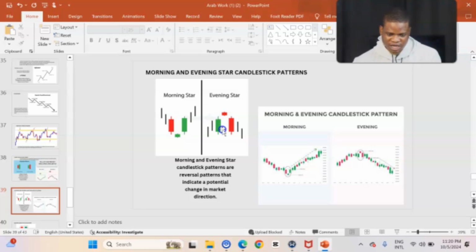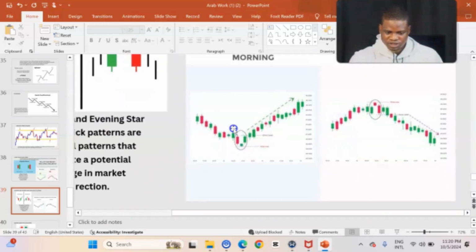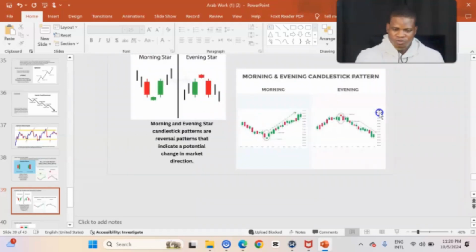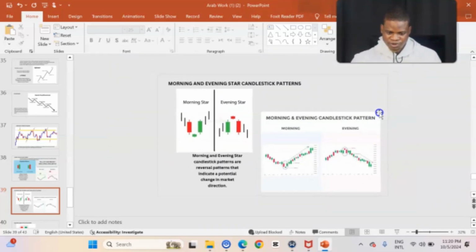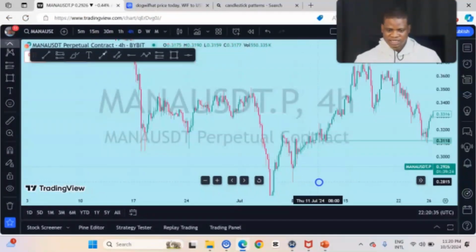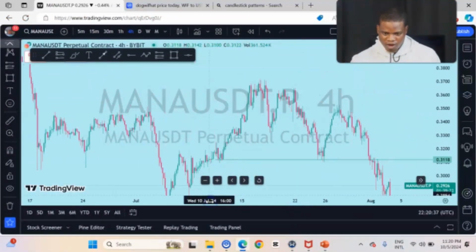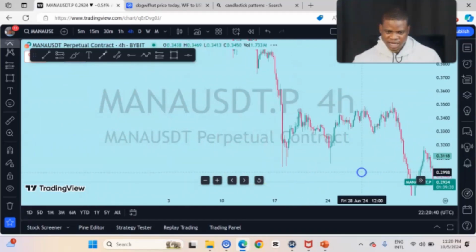If you look at the evening star, you see that the market is going up, then followed by a red candle that is very small, telling us that the market is about to reverse. Then the following red candle that is big confirms the reversal. If you look at this example, you will see on this chart that this is a perfect example. Once we saw this morning star candlestick, you know the market is going bullish. And once we saw this evening star candlestick pattern, you know the market is going bearish. So we can simply look at our chart and spot morning stars and evening stars.